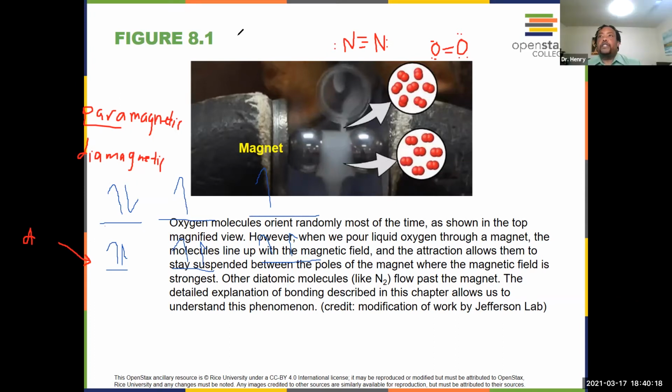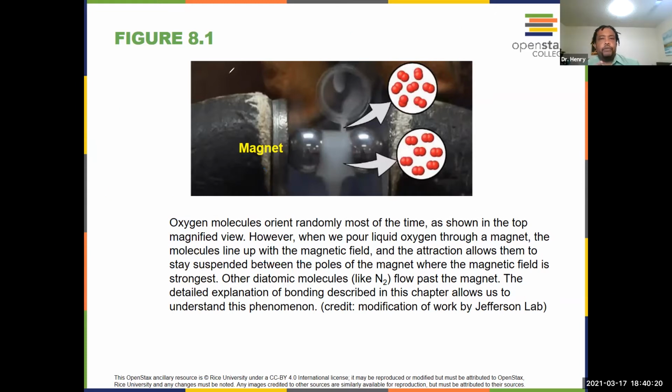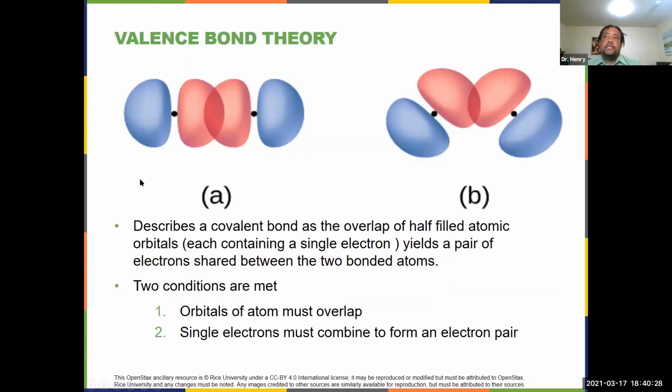So first off, we have to get some definitions to you, some new definitions, and we're going to introduce some new terms. One of the first things we're going to talk about is valence bond theory. This is something we already know, but we're going to emphasize it a little more and give it a little more clarity.